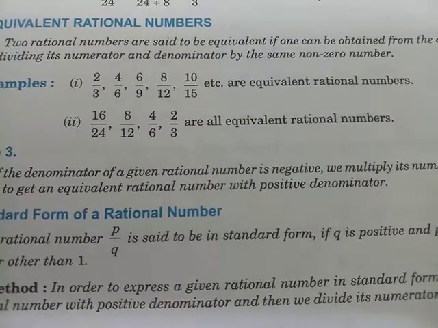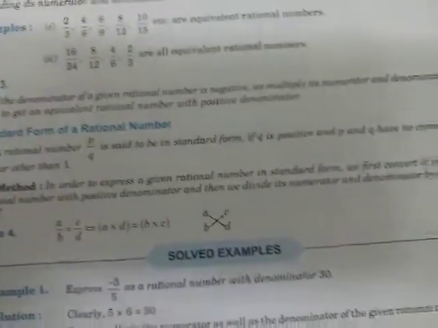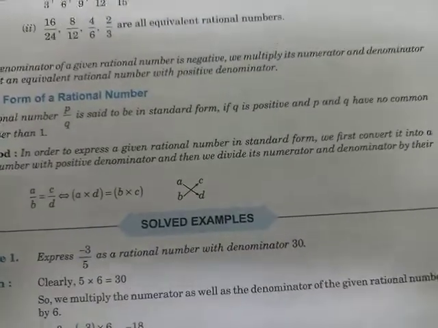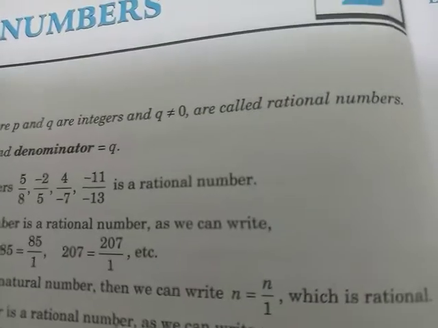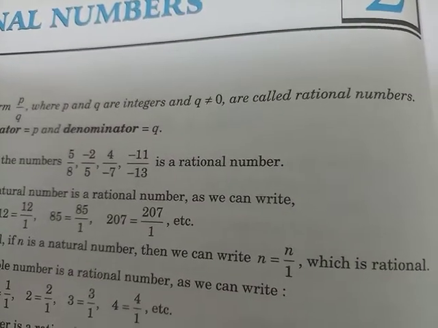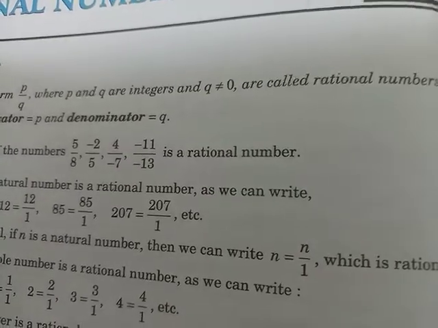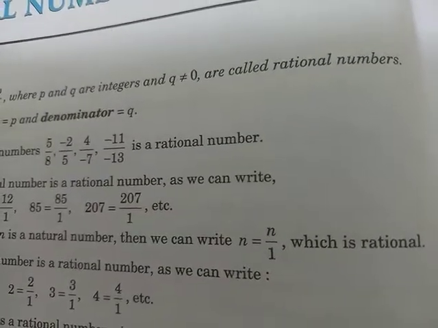Okay, so we learned here what a rational number is. A rational number is a fraction that comprises a numerator and denominator, that is p and q, both of which are integers, and the denominator part cannot be equal to 0.